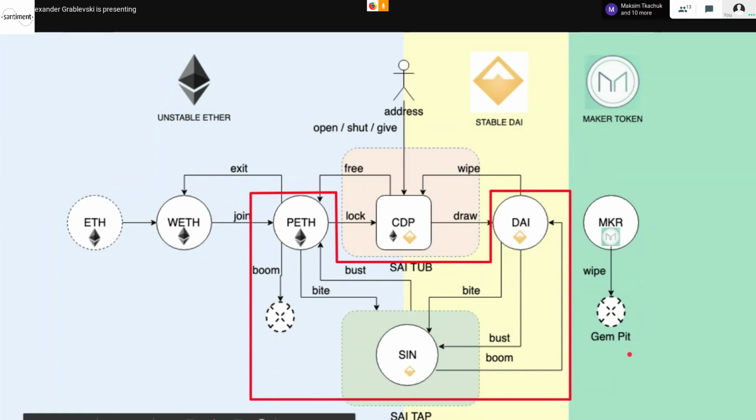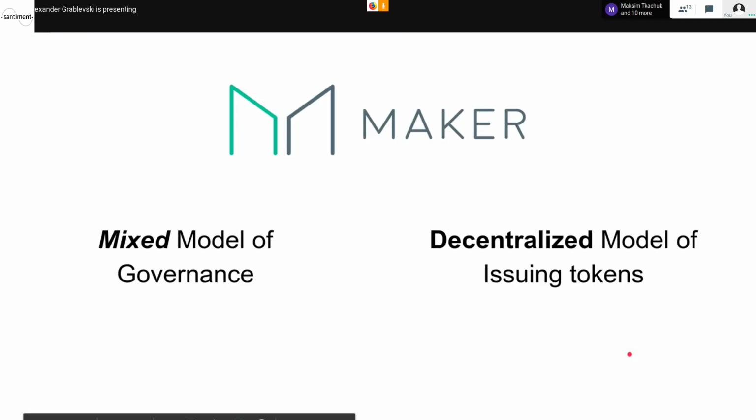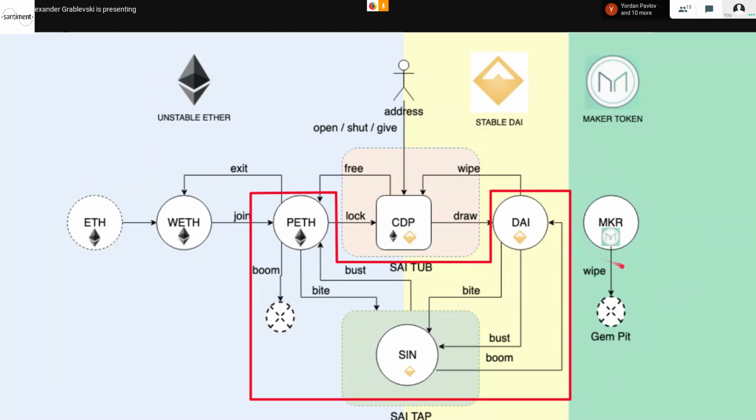That's basically the whole cycle. One thing I want to mention before we go to the metrics is that Maker has a decentralized model of issuing tokens, but it has a mixed model of governance. Some parameters that are created for the MakerDAO system are fixed. For example, the stability fee. As you remember, the stability fee is the amount of fee that you need to pay when you close your debt. Currently the stability fee is 16.5%, but it could be changed via a governance procedure.